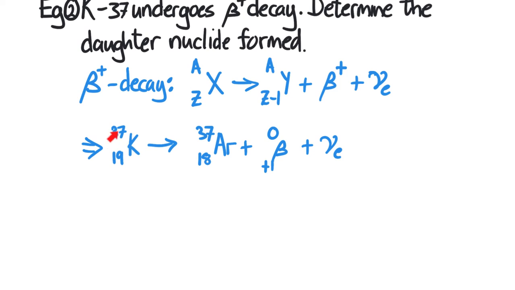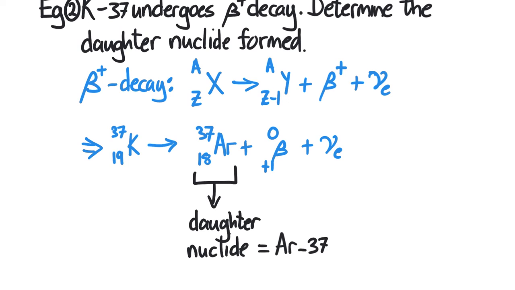So we have potassium-37 with atomic number 19. The number of protons decreases. 19 minus 1 is 18, which makes the nucleus now the nucleus of an argon nucleus, and the mass number stays the same. Beta plus particle, electron neutrino, and therefore the daughter nuclide is argon-37.